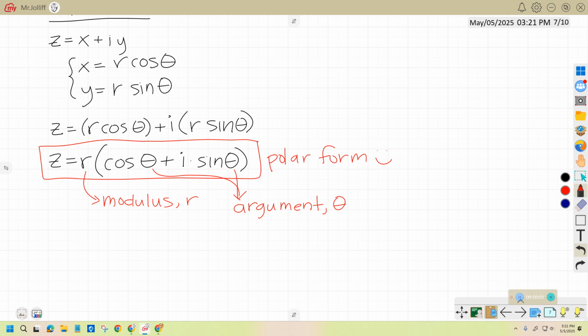Some of what you're going to see on your Delta Math this week, on your homework, is they're going to give you a complex number in rectangular form, x plus iy, 3 plus 4i, and ask you to find the modulus and the argument. So the most common thing that's going to happen is I want to go from rectangular to polar, meaning I need to know how to find r and theta if I'm given x and y. So that's the skill that we're going to practice today.